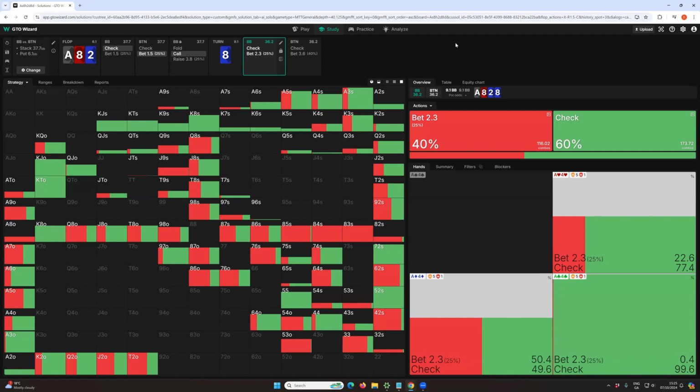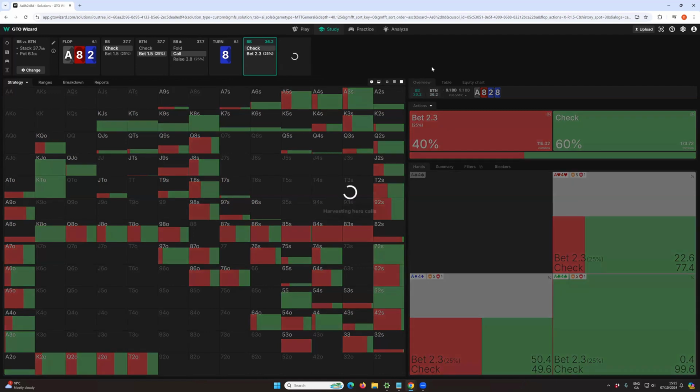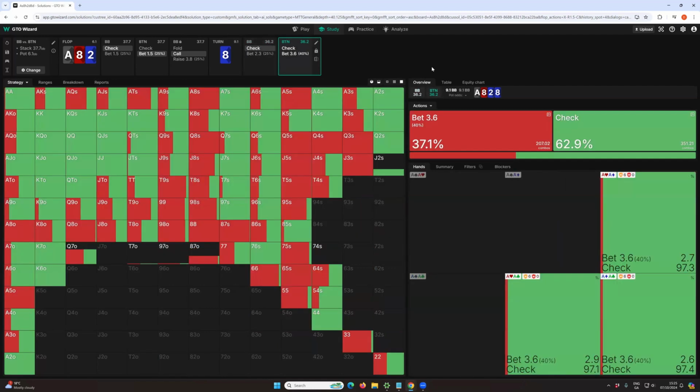Well, because of this particular play, I'd probably be very happy with jacks at this point. My get-in range against him is very, very wide. Okay, so let's test that out now.